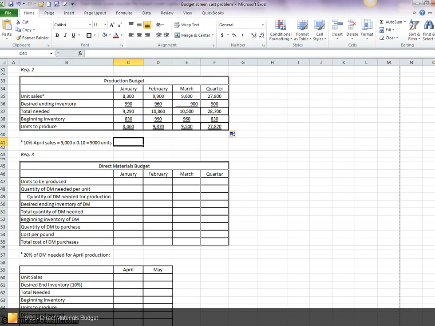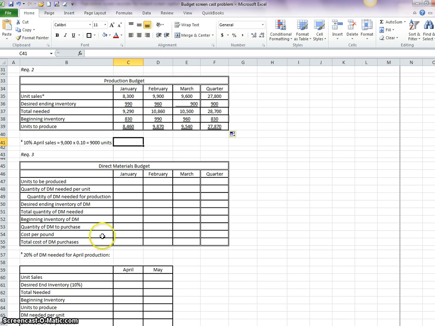We're now going to do the direct materials budget. First row that we have to fill out is units to be produced. So we've already figured that out in the production budget. So we're going to put equals that, C39. Now let's try something.